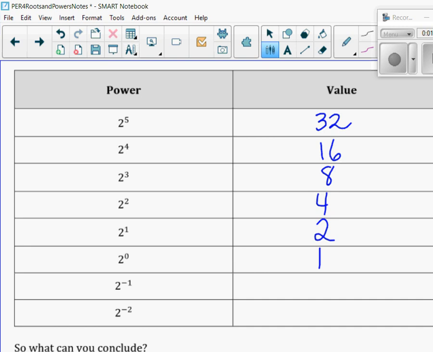Now for the new stuff for grade 10, negative exponents. What do you think if you look at this pattern? Do you see I'm going down in the exponents, down by 1 each time? What's happening to my value? Can anybody give me a guess of what 2 to the power -1 would be?